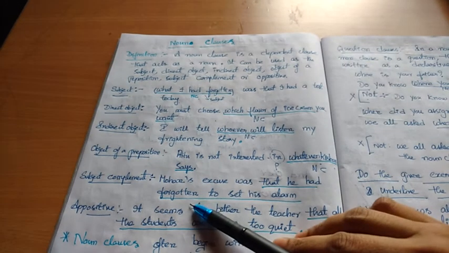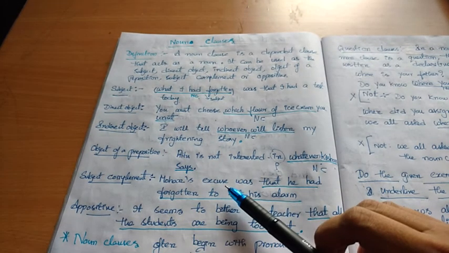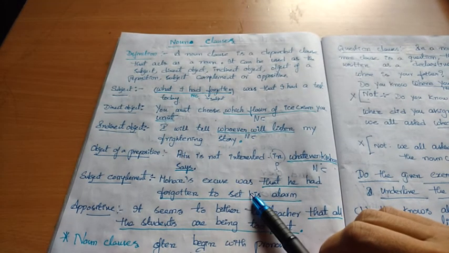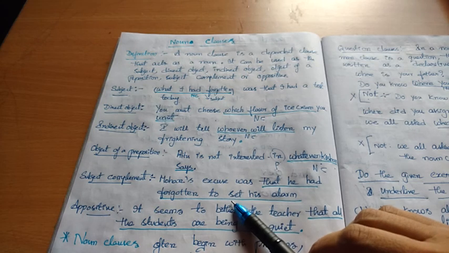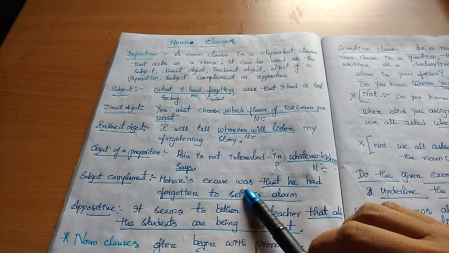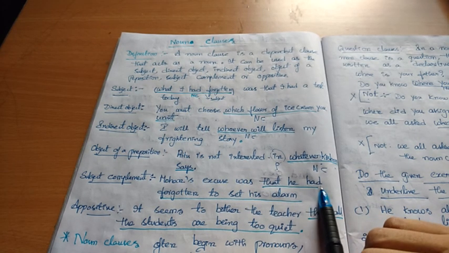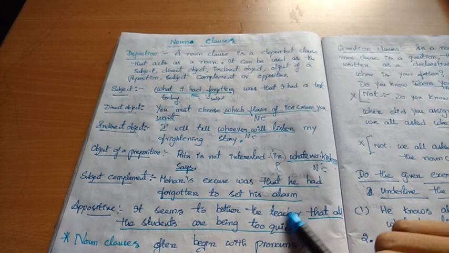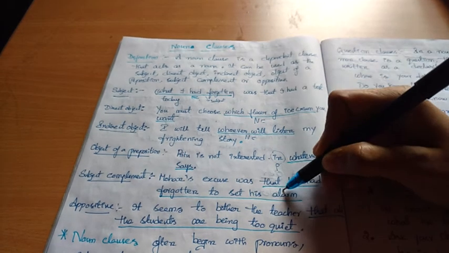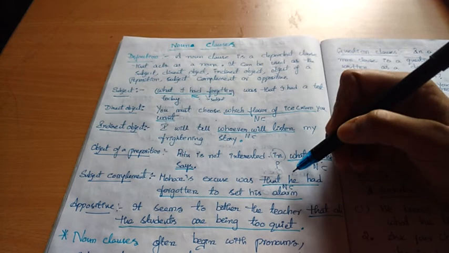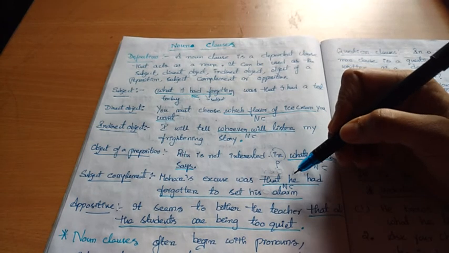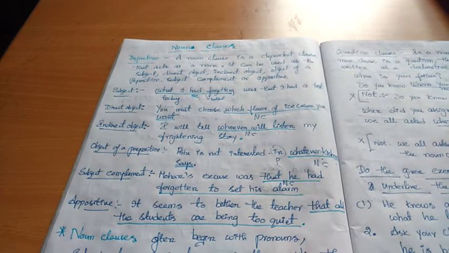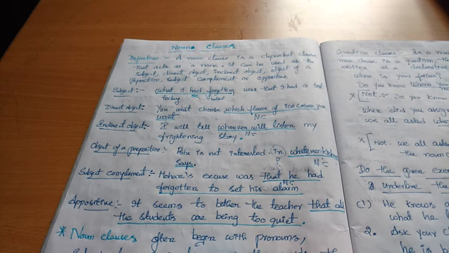Next, what about the subject complement? Mohan's excuse was, and then further information: that he had forgotten to set his alarm. So it starts with this dependent clause. Mohan's excuse is the subject here, but this clause is acting as a noun.